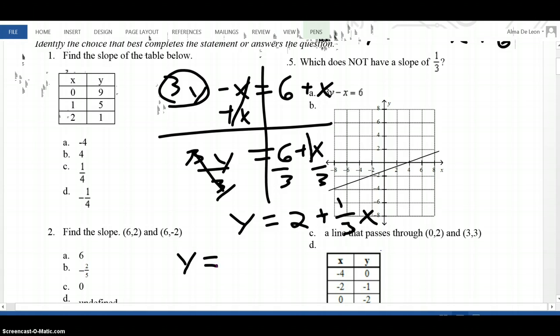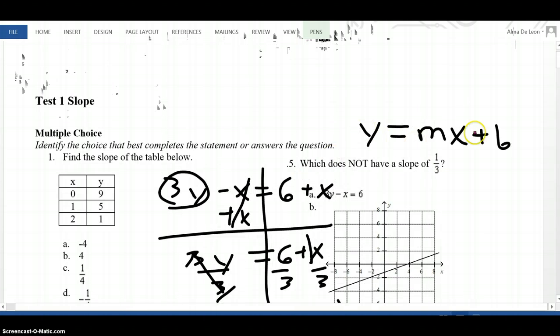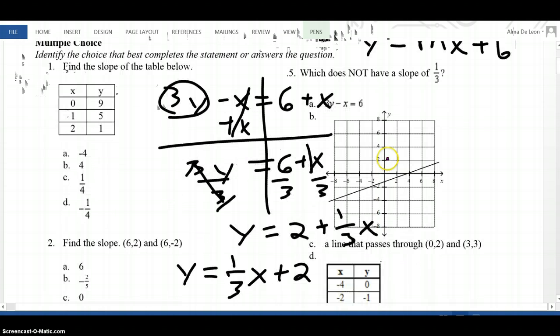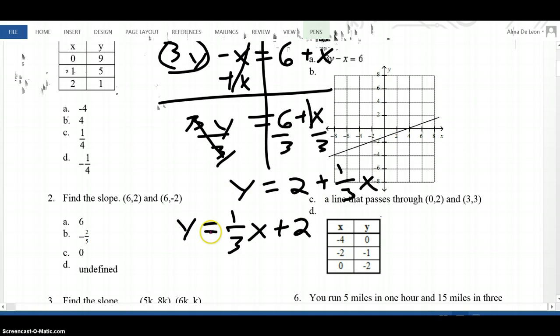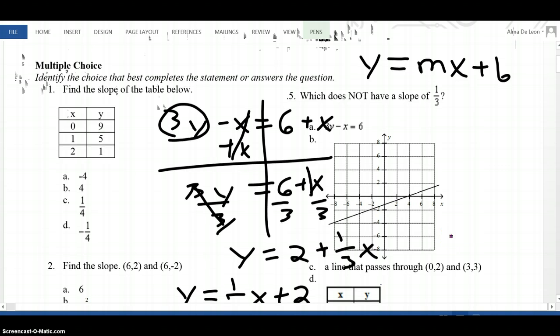That is the same thing as saying y equals 1/3 x plus 2. Now this looks like what I wanted at the beginning, y equals mx plus b. And just by looking at this equation, the number in front of the x is 1/3. So the slope for A is 1/3. I'm looking for the one that does not have a slope of 1/3. So A is not it, because it does have that slope.